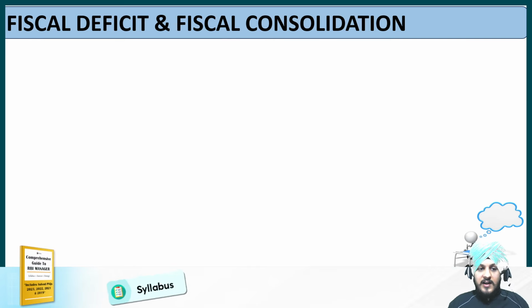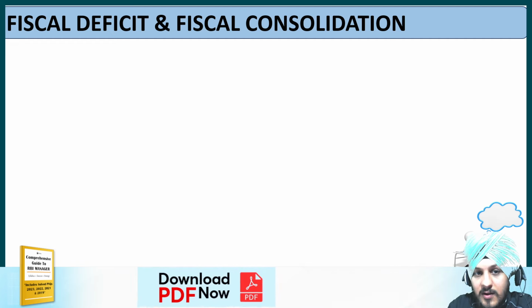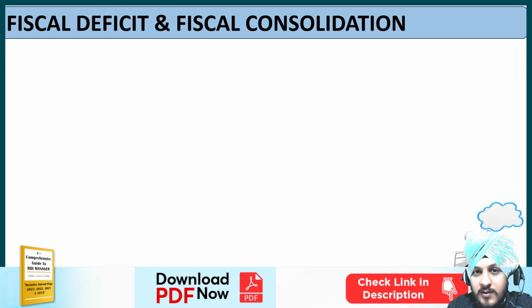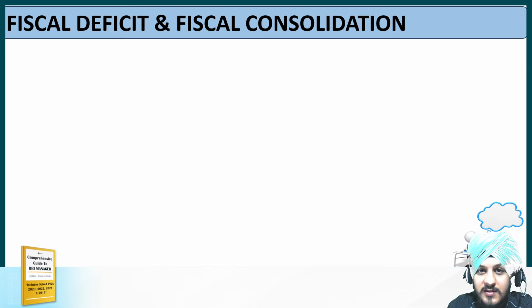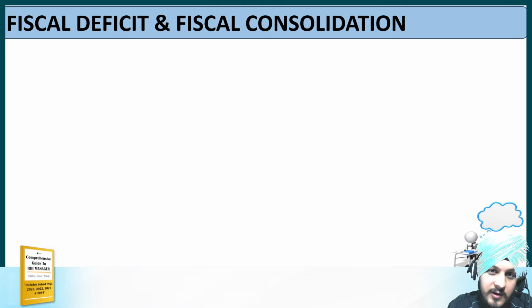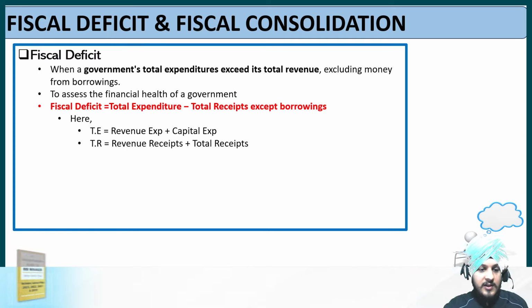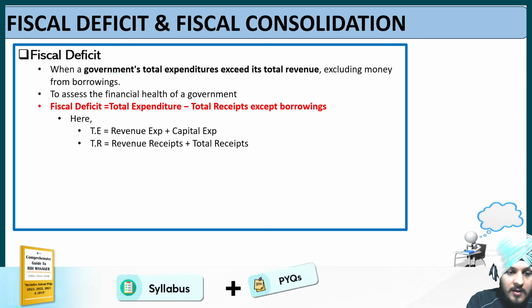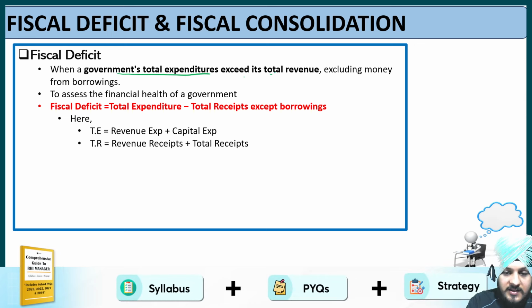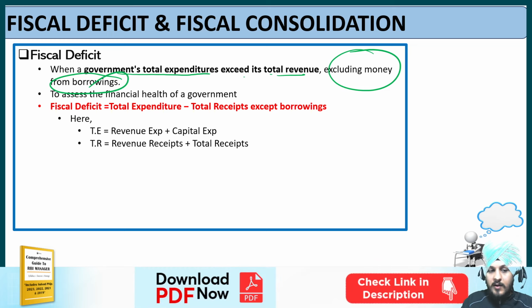Now let us understand in a detailed manner what we mean by fiscal deficit and fiscal consolidation. We have already seen the overview of fiscal deficit: it is the shortfall in the revenue of the government, or how much the expenditure exceeds the total receipts of the government. That is what we mean by fiscal deficit. Now we are going to understand it in a bit more detail. First of all, let us read the definition. When a government's total expenditure exceeds its total revenue, excluding the money from borrowings. Now, what do we mean by excluding the money from borrowings?